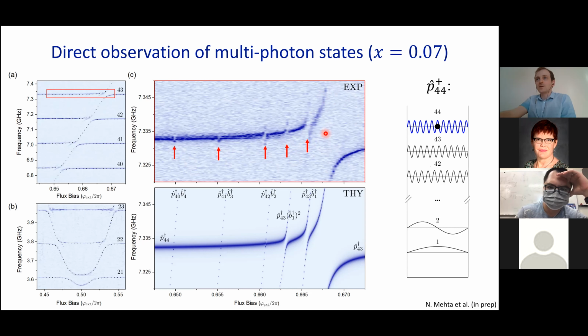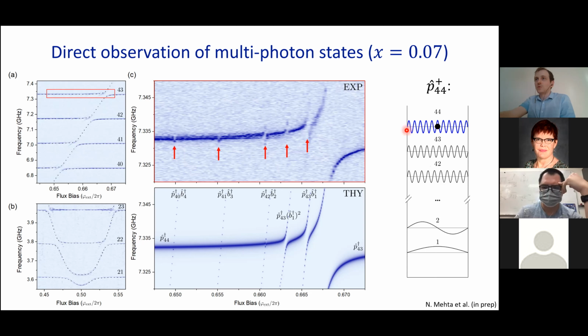And these extra anti-crossings are exactly the multiphoton states which I was talking about before with the small junction physics, which we can now resolve because of this high anharmonicity of the qubit. So, for example, this one here is caused by an anti-crossing of mode 44, or we call it polariton.